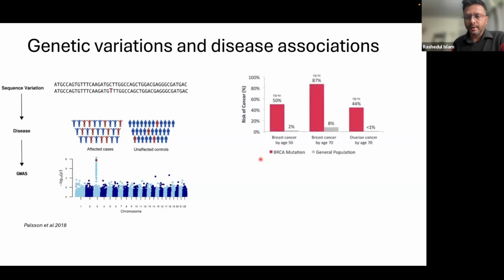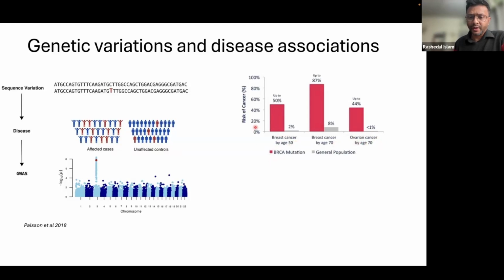So here I'm showing one example of a BRCA mutation. That mutation is prevalent in individuals with breast cancer. And this is a germline mutation. This causes the loss of function of the BRCA gene that triggers the onset of cancers. So people carrying this BRCA mutation have a 50% higher risk than the general population of having breast cancer at the age of 50. And at the age of 70, the risk increases up to 87%. Also, the same variation increases the risk of ovarian cancer at the age of 70.